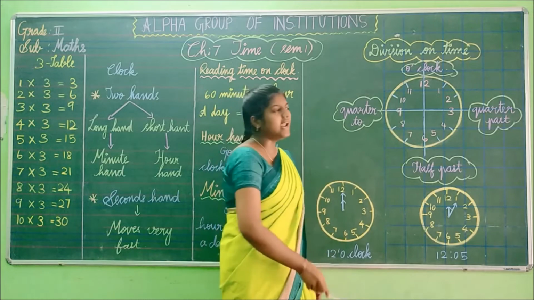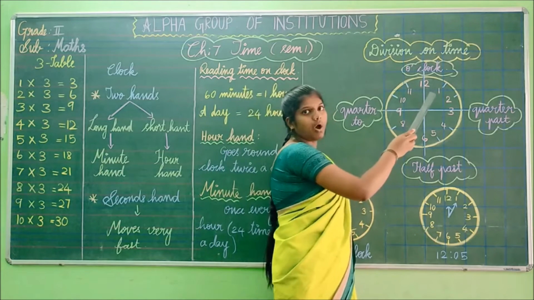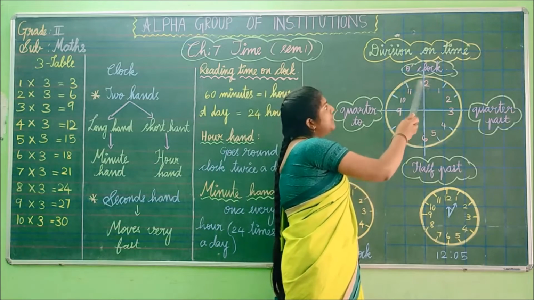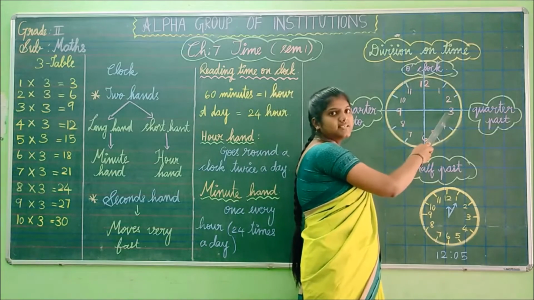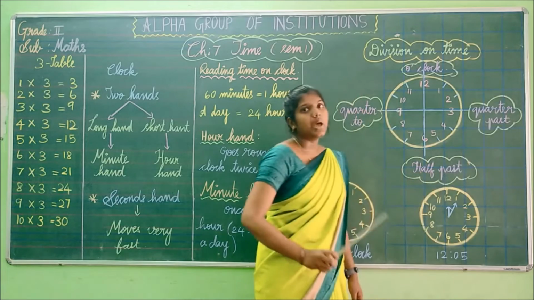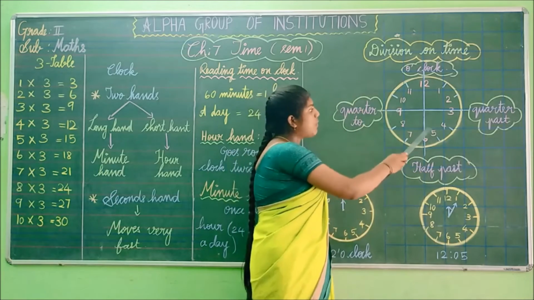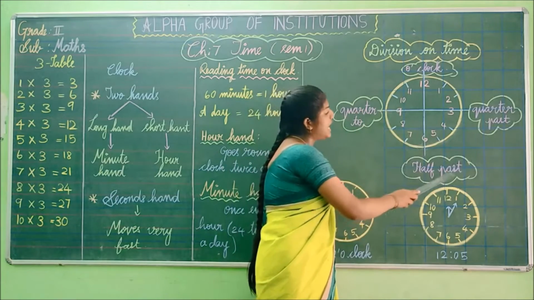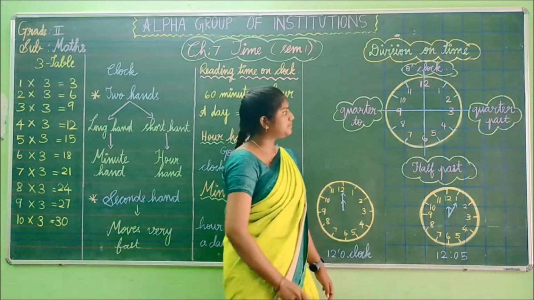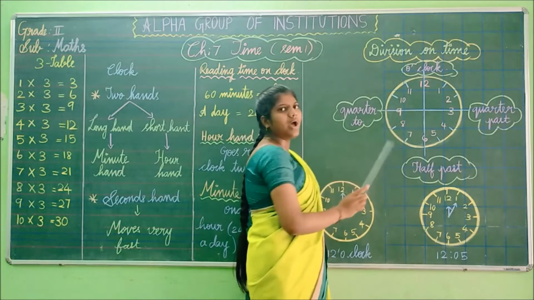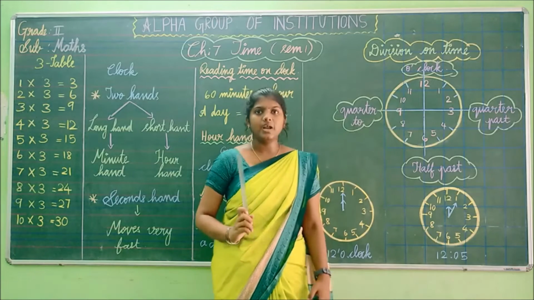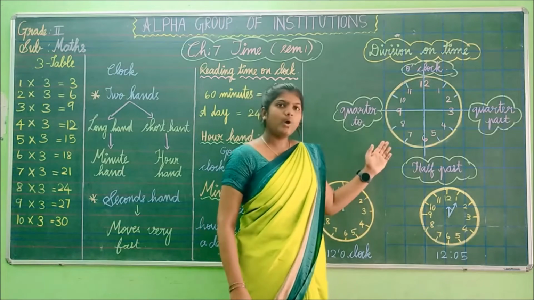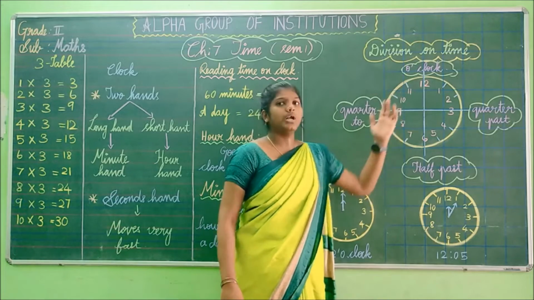Shall we see once again? If the long hand is pointing towards 12, we will say o'clock. And if it is pointing towards 3, we will say quarter past. And if it is pointing towards 6, we will say half past. And if the long hand is pointing towards 9, we will say quarter to. So, did you understand the division of time?